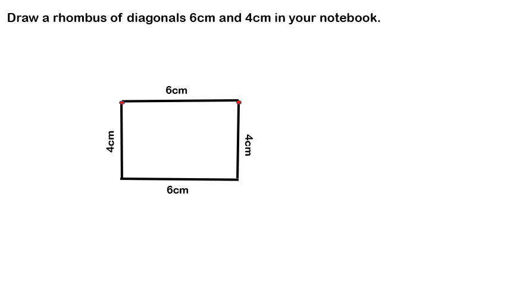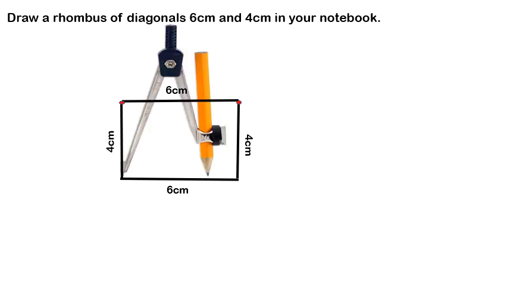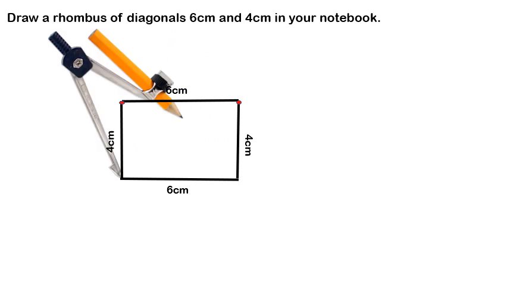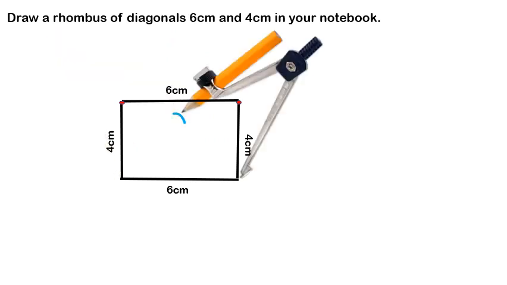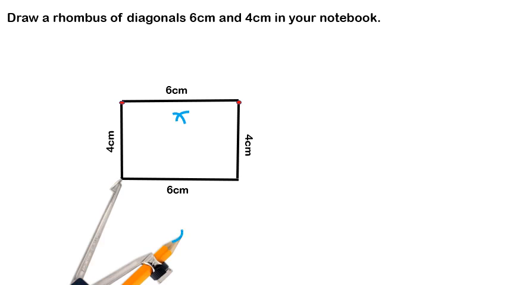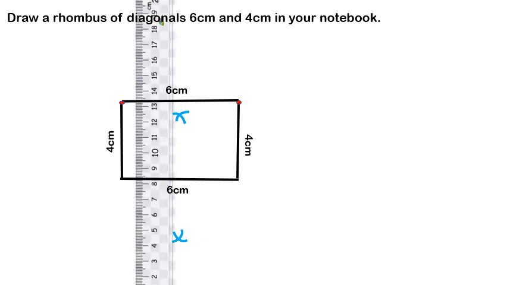Next, let us find the midpoint of the sides of the rectangle by drawing the perpendicular bisector. For that, first use a compass and take 3/4 of the length in it. Then draw arcs above the horizontal line as well as below the horizontal line. Now we get two intersecting points. Use a ruler and join these two intersecting points.